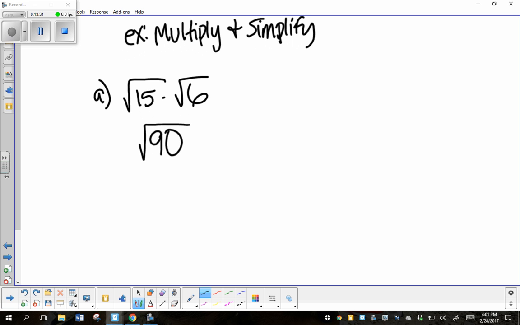Now let's try breaking down the square root of 90. I like to do the tree method. So 90 is 9 times 10. You could have also done 45 and 2. You can do whatever you want. 9 is 3 times 3.